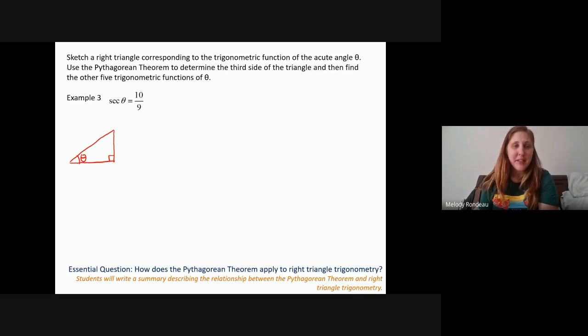Okay, secant. Secant is going to be hypotenuse over adjacent. Remember, secant is the reciprocal for cosine. So cosine's adjacent over hypotenuse. Secant is hypotenuse over adjacent. Awesome. So I'm going to fill this out. My hypotenuse is 10. My adjacent is 9.